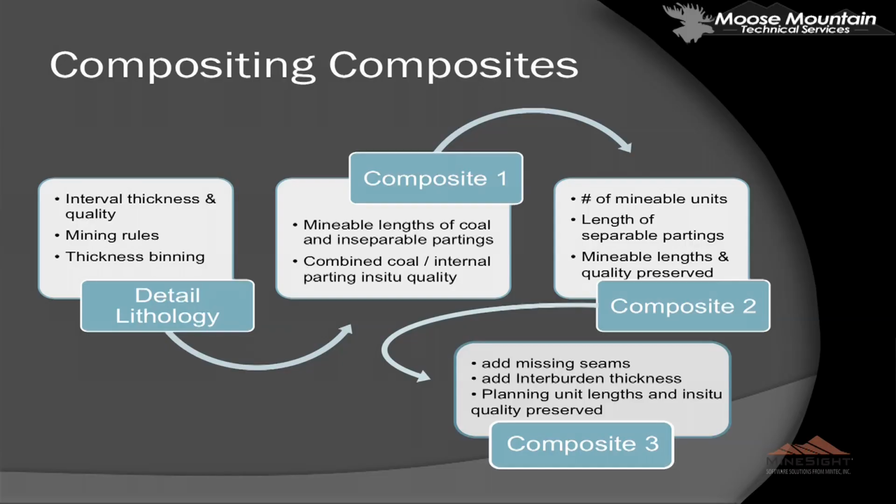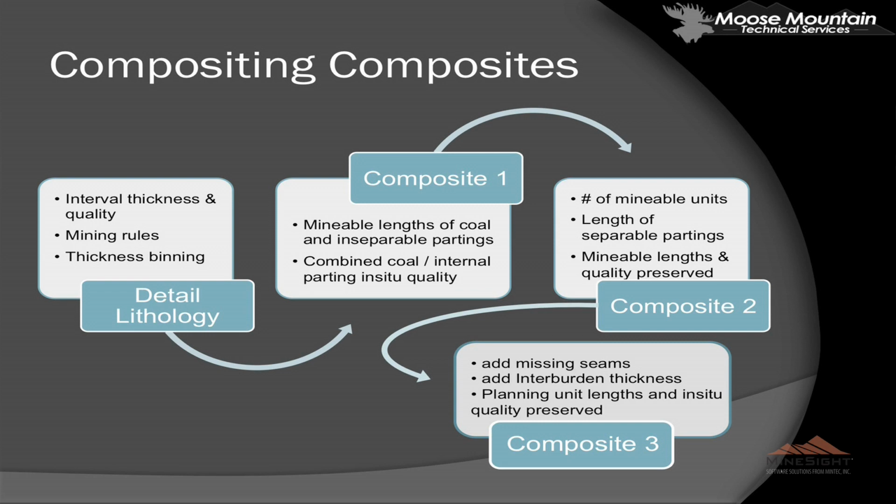Okay, I'm going to talk about this a little bit further as to how we do it. In the third step, we export the composites, we re-import them as intervals, and then we tag one more time, and what we're tagging at this time is the interburden. So this might be a 10, 15, 20, 30, 40 meter thickness between the planning units, and that interval is going to get coded with the same code as the planning unit.